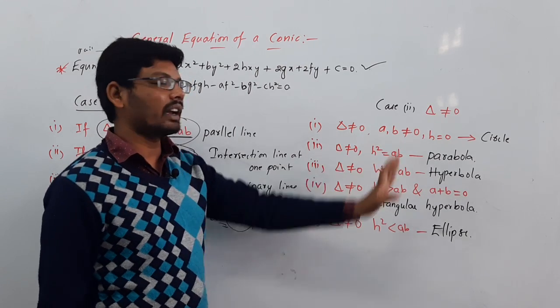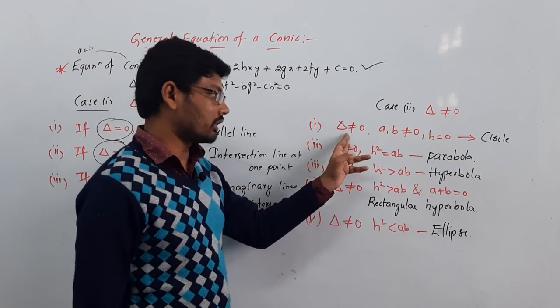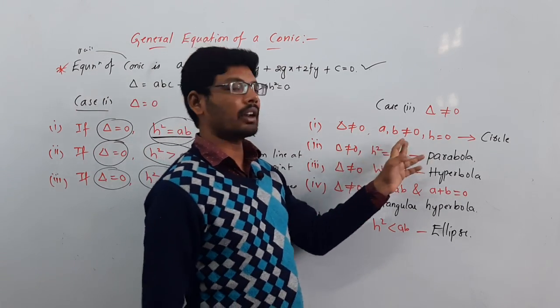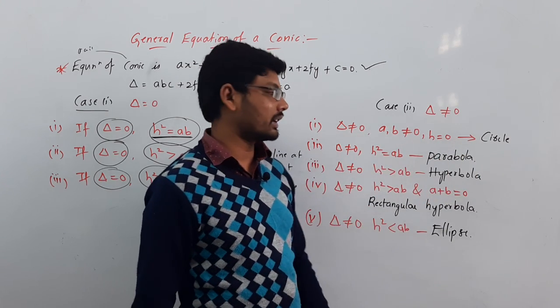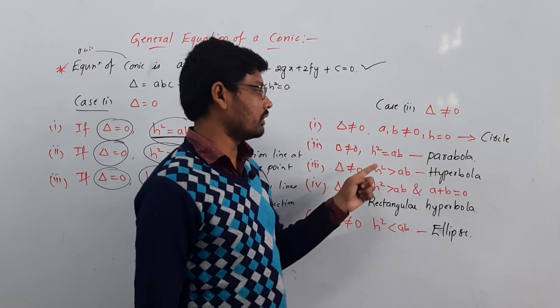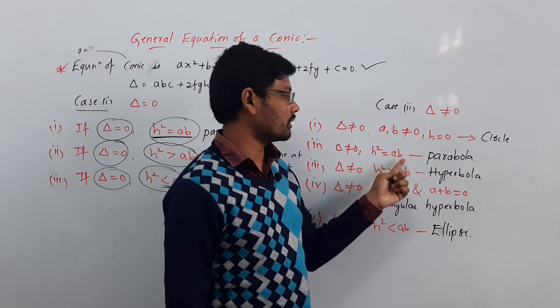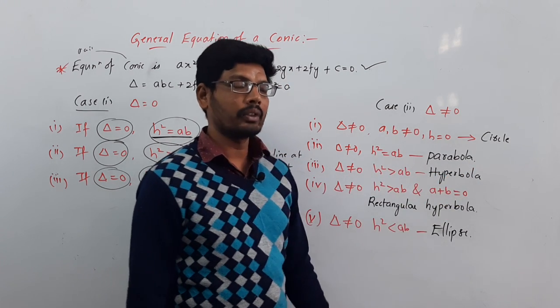And case 2 is here, delta is not equal to 0. The first case is a comma b are also not equal to 0, only the h value is equal to 0, then the figure is said to be a circle. And if delta is not equal to 0, then the condition h square is equal to ab is satisfied, then the figure is said to be a parabola.